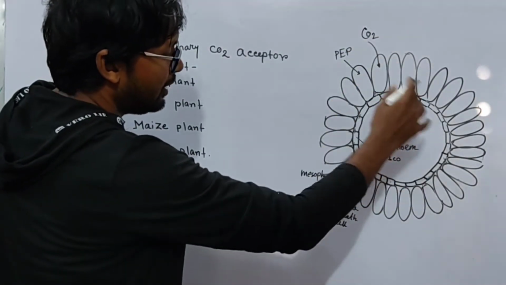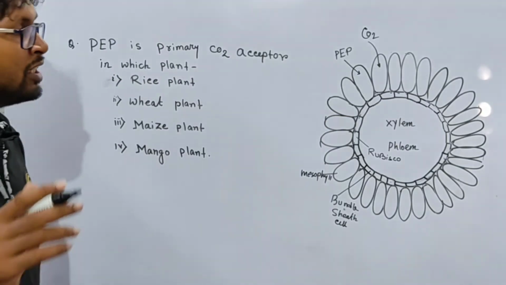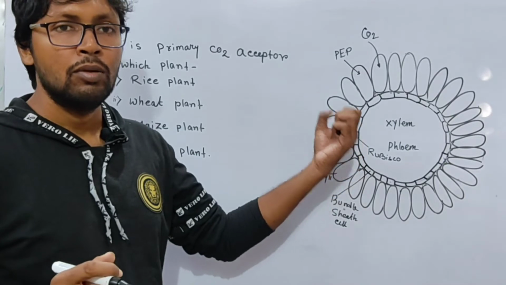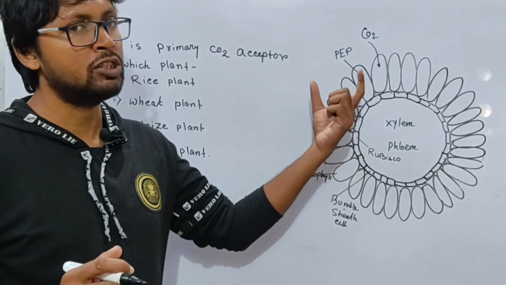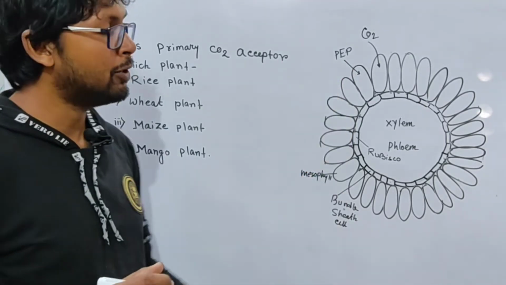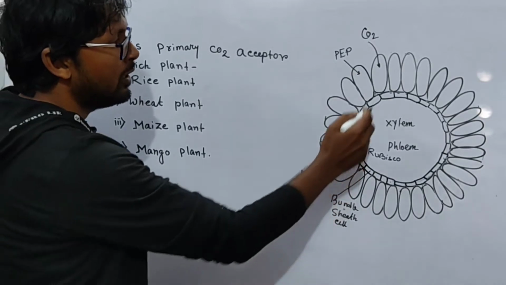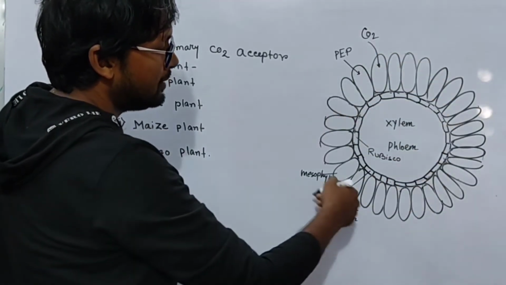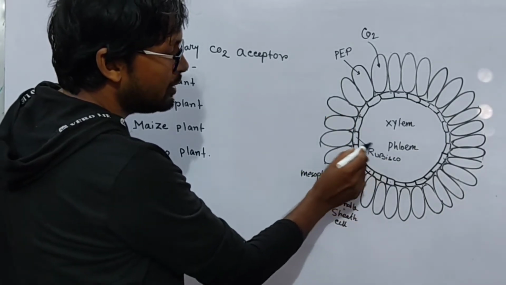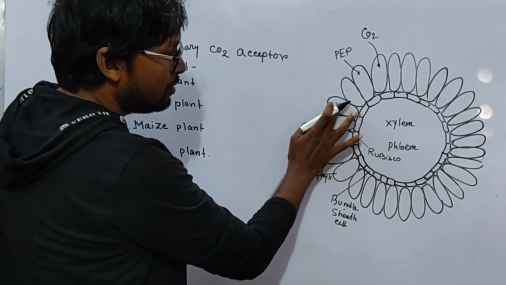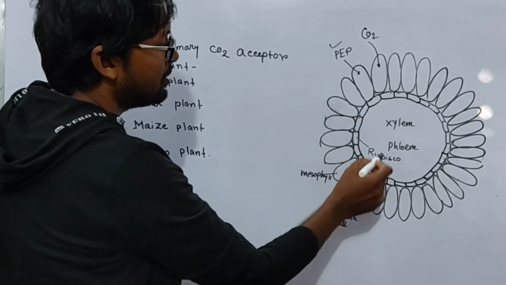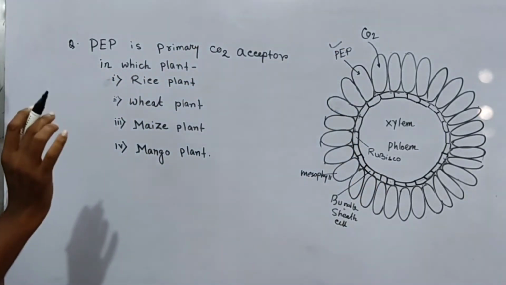This is your Kranz anatomy structure of a C4 plant. C4 plants have a special mechanism to absorb carbon dioxide only from the atmosphere, not both oxygen and carbon dioxide. In the case of C3 plants, they absorb both oxygen and carbon dioxide because they have the enzyme rubisco in mesophyll cells, but C4 plants lack rubisco in mesophyll cells. They don't have any rubisco enzyme in mesophyll cells. Mesophyll cells possess only PEP, and rubisco is present inside the bundle sheath cells. I have repeatedly taught that.